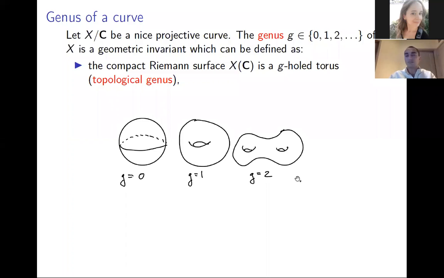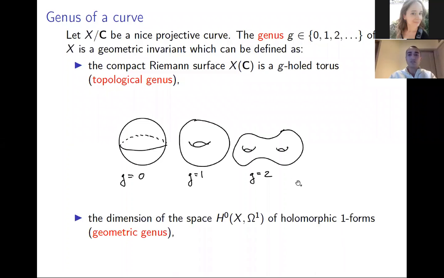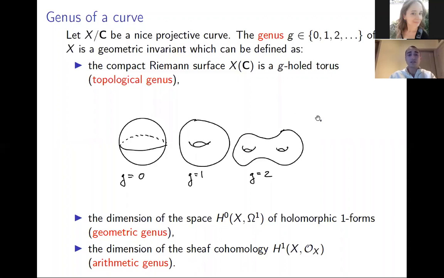How do we define the genus in a more geometric way, maybe? We can define it as the dimension of the space of holomorphic one-forms, and this is called the geometric genus. We also can define it as the dimension of the sheaf cohomology group H^1(X, O_X). This is called the arithmetic genus. So this is giving us 3 ways to define the genus. And the latter 2 give us a way to define it over a field that isn't the complex numbers.